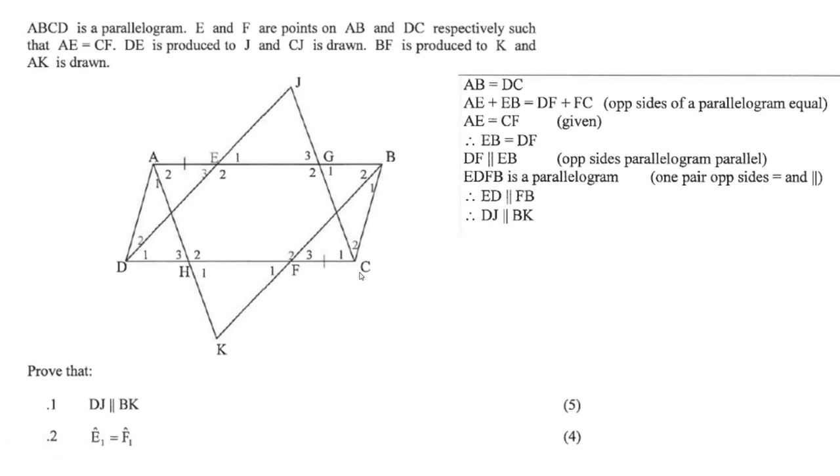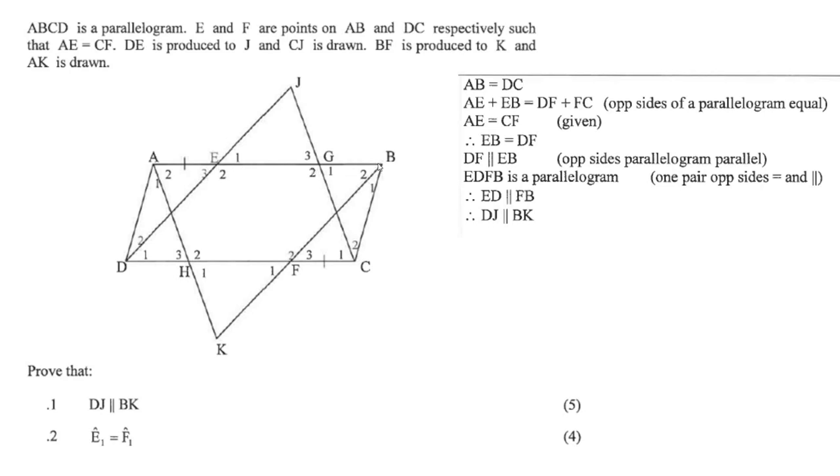It's a parallelogram. But that means that AE plus EB must equal DF plus FC, because that's just describing exactly the same thing. And what's given is that AE is equal to FC. Well, if AE is equal to FC, we could subtract it from both sides, and EB is equal to DF. So EB is equal to DF.